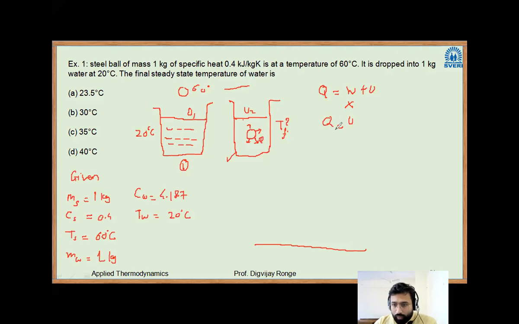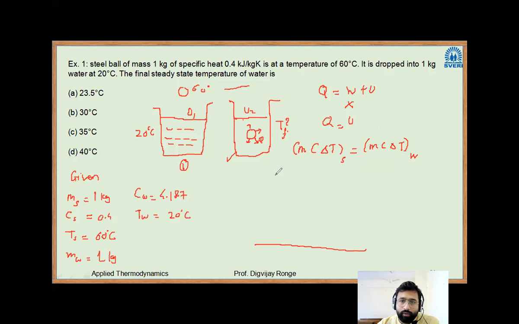Now, what is the formula for Q? Generally we write it as m c delta T. That means mass into specific heat into change in temperature. This is the formula for change in internal energy. For the steel ball it will be equal to m c delta T of water. That means whatever heat is released by the steel ball will be absorbed by the water. So energy conservation takes place.